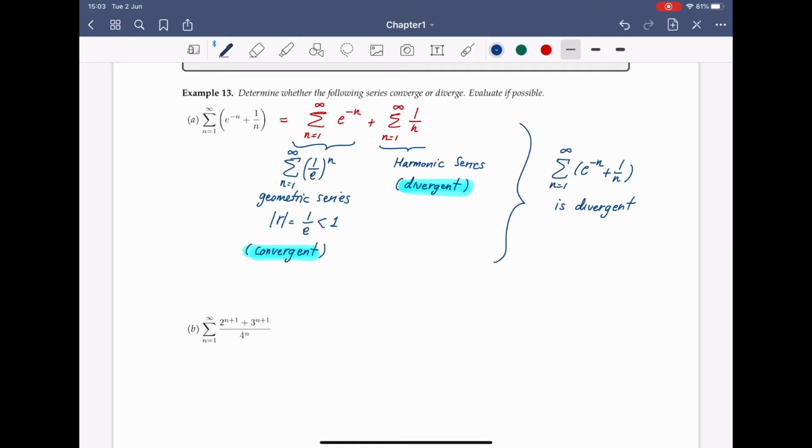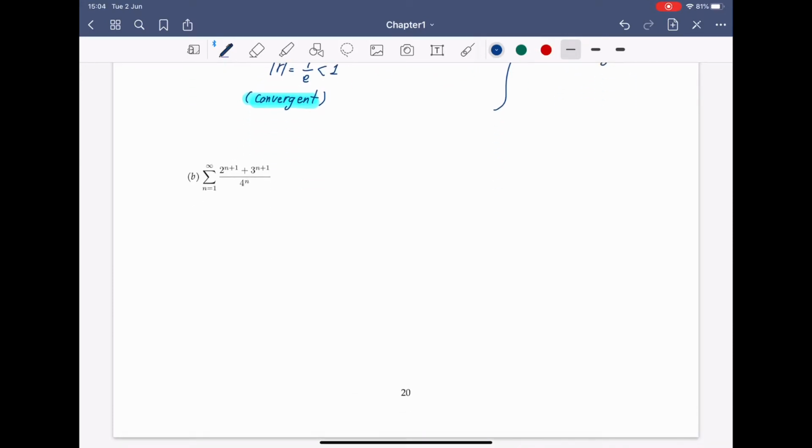So if you add convergent and convergent together, you get convergent. If you add convergent and divergent, it's going to be divergent. All right, so let's move to part B.